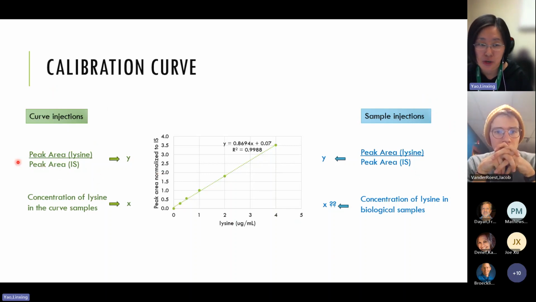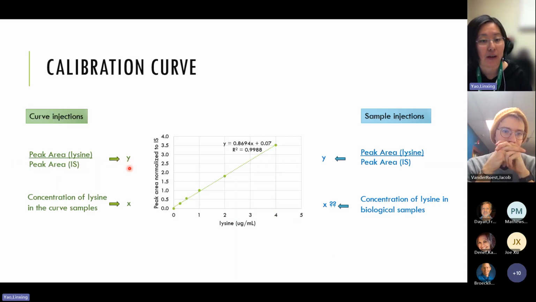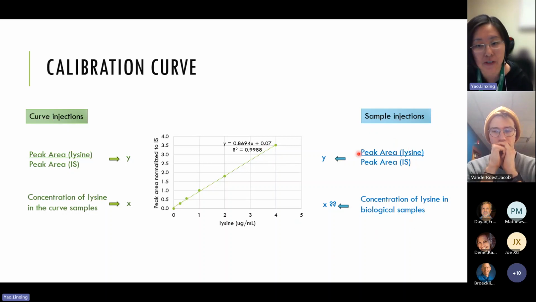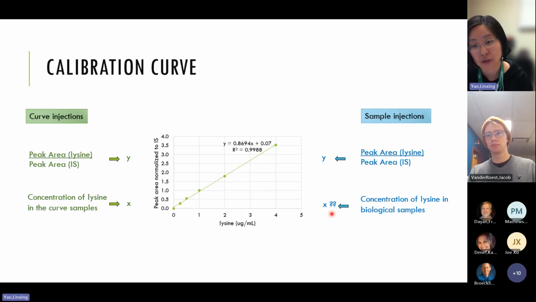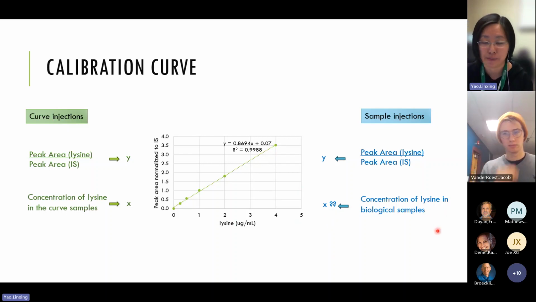So you take the ratio of the peak area of lysine to the internal standard, this will be the Y, and you plot it against the X, which is the concentration of lysine in the curve samples that you already know when you prepare it, and fit it to a linear equation. Then in the data from the sample injections, you get this same normalized peak area ratio, and then you take this back to the equation to calculate the X, which is the unknown concentration of lysine in your biological sample.